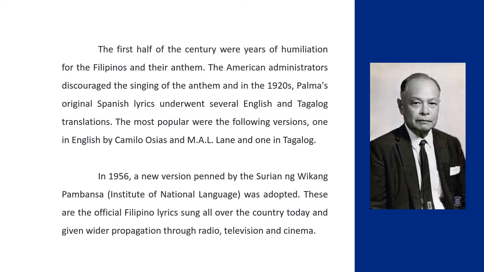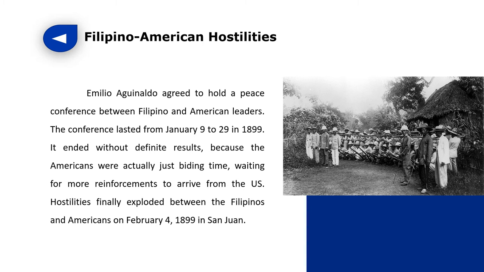The Filipino-American hostilities. Emilio Aguinaldo agreed to hold a peace conference between Filipino and American leaders. The conference lasted from January 9 to 29 in 1899. It ended without definite results, because the Americans were actually just biding time, waiting for more reinforcements to arrive from the U.S. Hostilities finally exploded between the Filipinos and Americans on February 4, 1899 in San Juan.